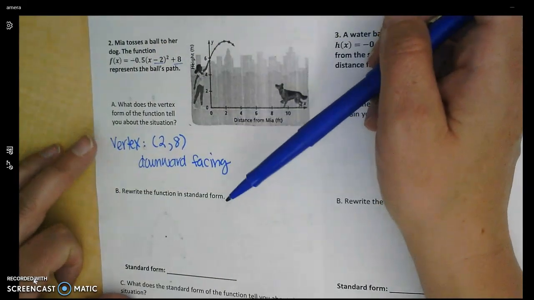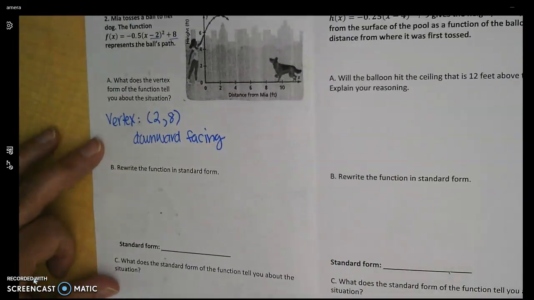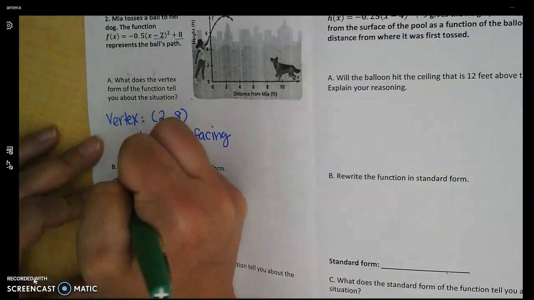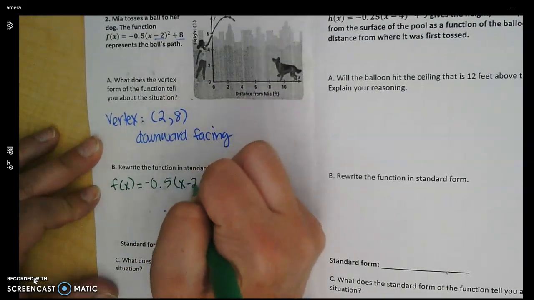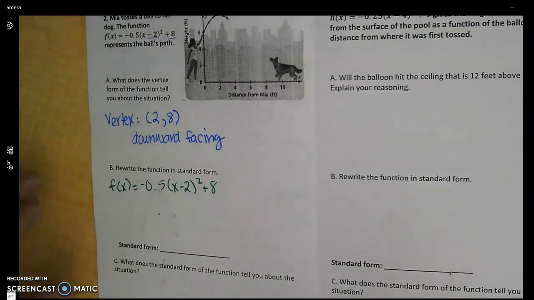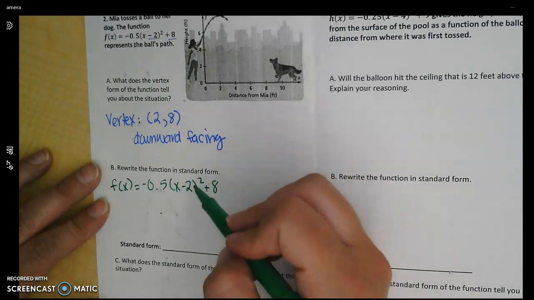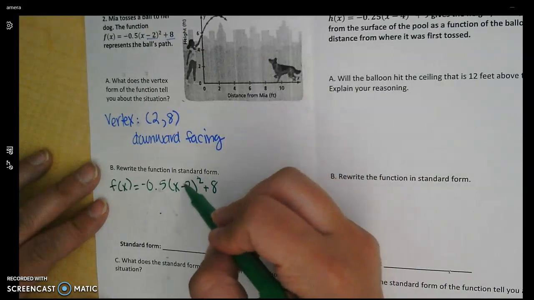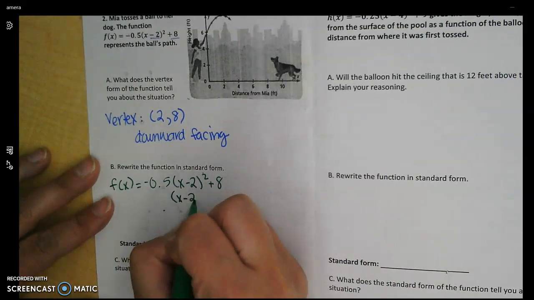But what we can also do is rewrite this in standard form. And the way that we're going to rewrite it in standard form is by doing some foiling. So I'm going to rewrite it down here in the vertex form, -0.5 times x minus 2 squared plus 8. And then I'm going to simplify. The way that I simplify first, a lot of people might think, oh, I should just distribute this negative. No, you cannot distribute that negative because this is not a multiplication problem. So what you actually have to do in this case is multiply x minus 2 by itself.